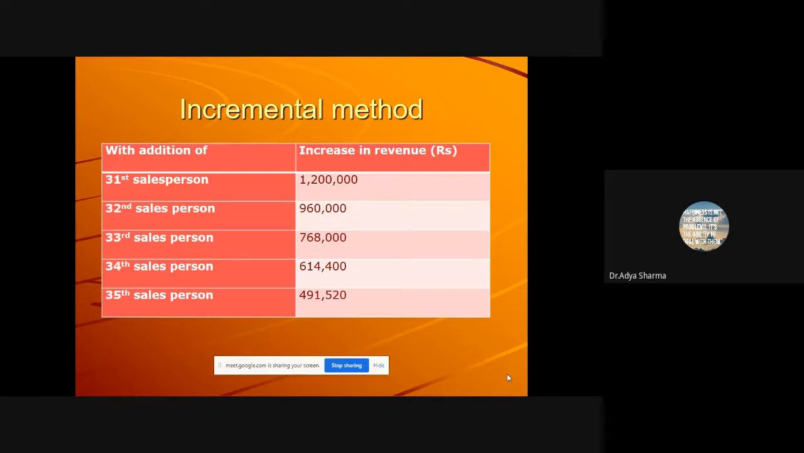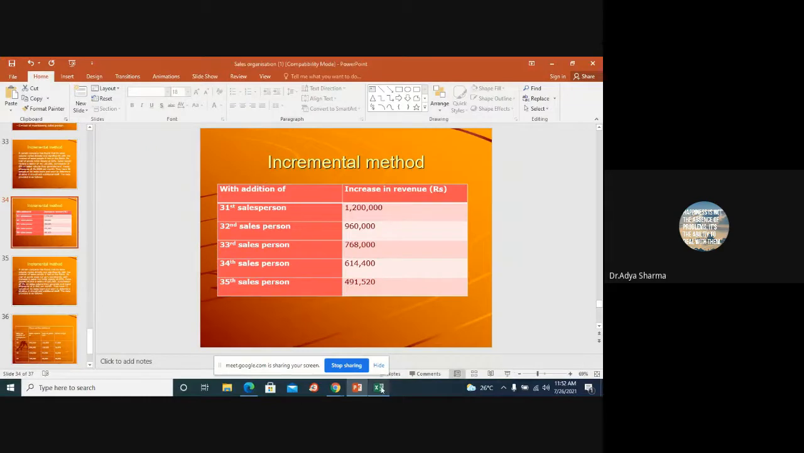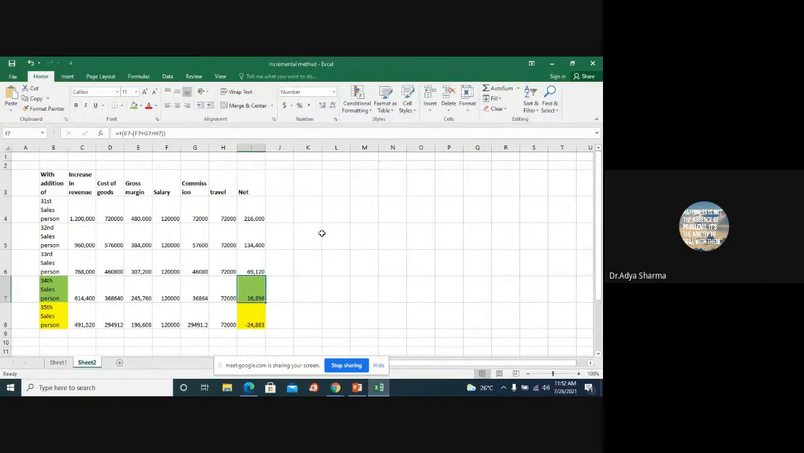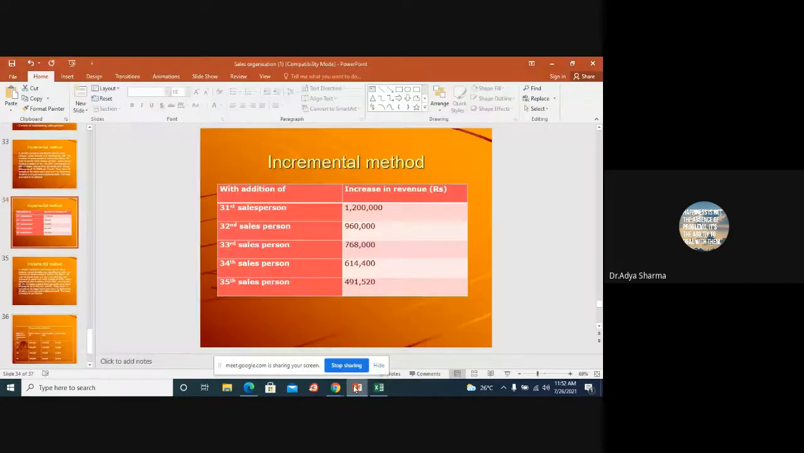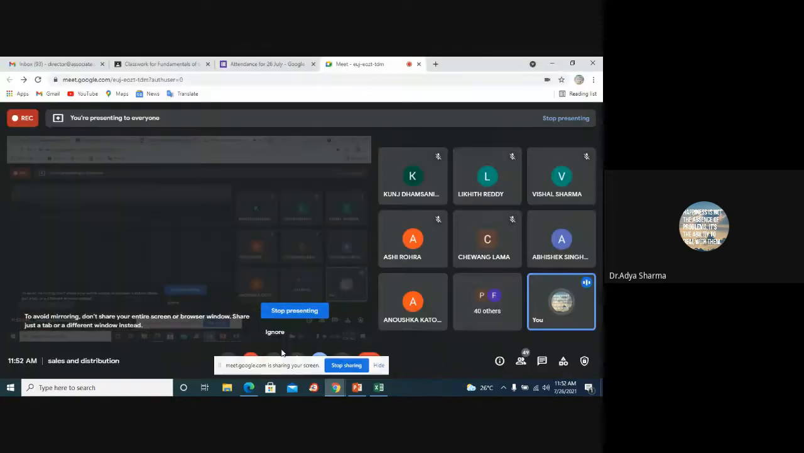And that can only happen when the contribution made by the company is less than or equal to the contribution made by the salesperson. And when we took this example and did it, we found that the 35th salesperson will only reduce the profit of the company. Okay, at this point of time, let me stop the recording and open the class for discussion, because it's important for me that you understand this absolutely in detail.